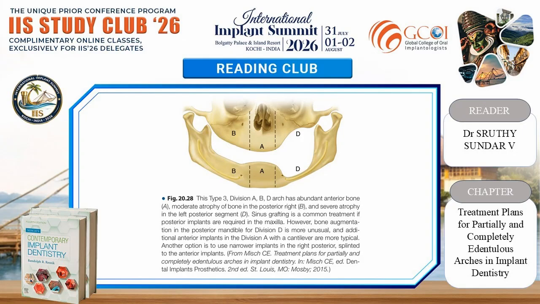Sinus grafting is a common treatment if posterior implants are required in the maxilla. However, bone augmentation in the posterior mandible for Division D is more unusual and additional anterior implants in the Division A with a cantilever are more typical. Another option is to use narrower implants in the right posterior, splinted to the anterior implants.